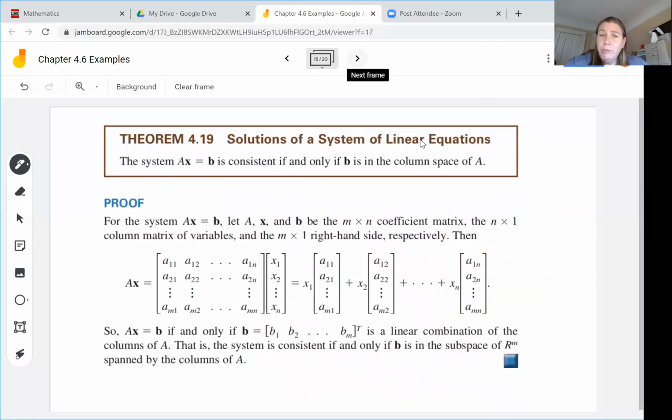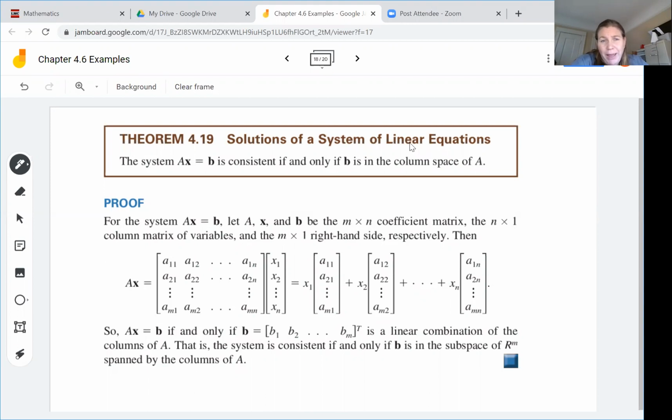So that brings us to theorem 4.19. This is about solutions of systems of linear equations. The system Ax = b is consistent if and only if b is in the column space of A. Remember back from chapter 1, a system is consistent when it has at least one solution. So let's take a look at the proof here.